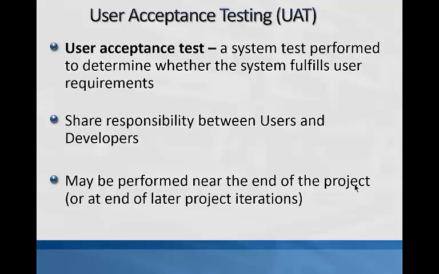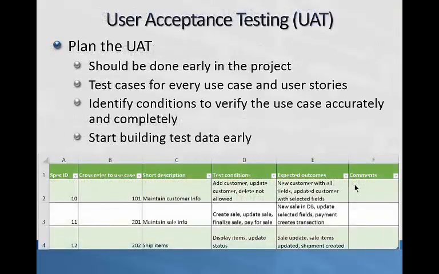Because its purpose is to test fitness of purpose, it is usually done near the end of the project when the system is complete or mostly complete. Even though the UAT is performed toward the end of the project, planning needs to start early in the project and runs throughout the project.